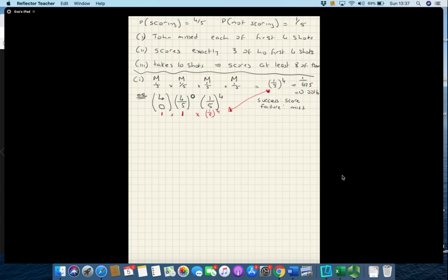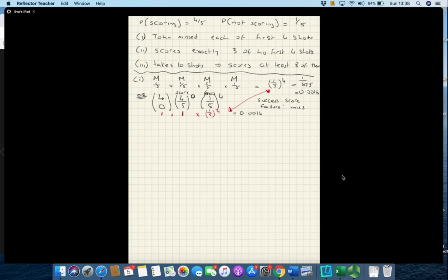So that's how the top way of doing it and the bottom way of doing it link to each other. Again, just to reiterate, I've chosen success to be scoring and failure to be missing. So out of 4, I'd like to score none. So 4 choose 0, 4 over 5 to the power of 0, that's to score. And this is to miss.